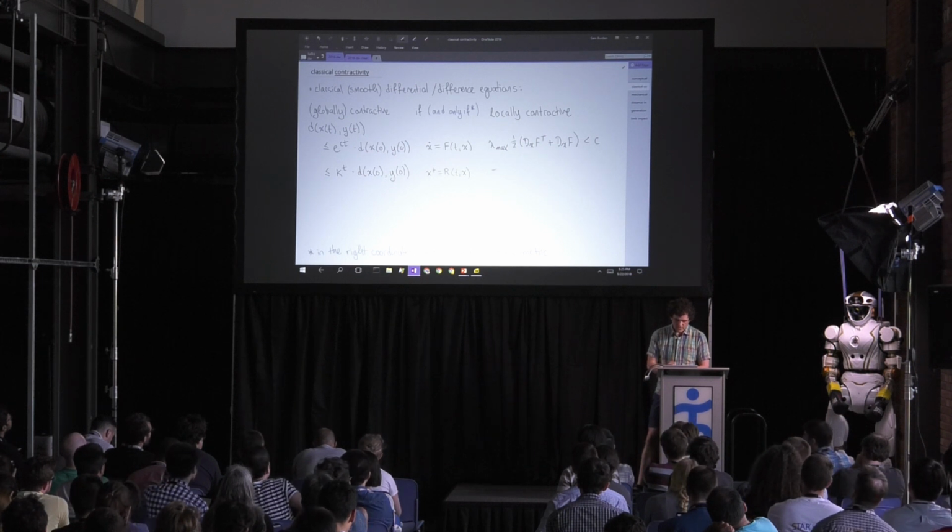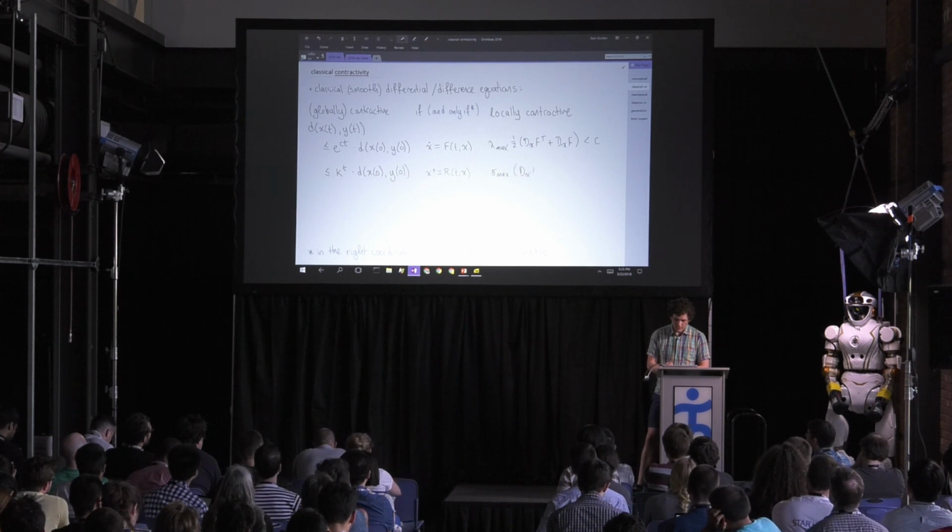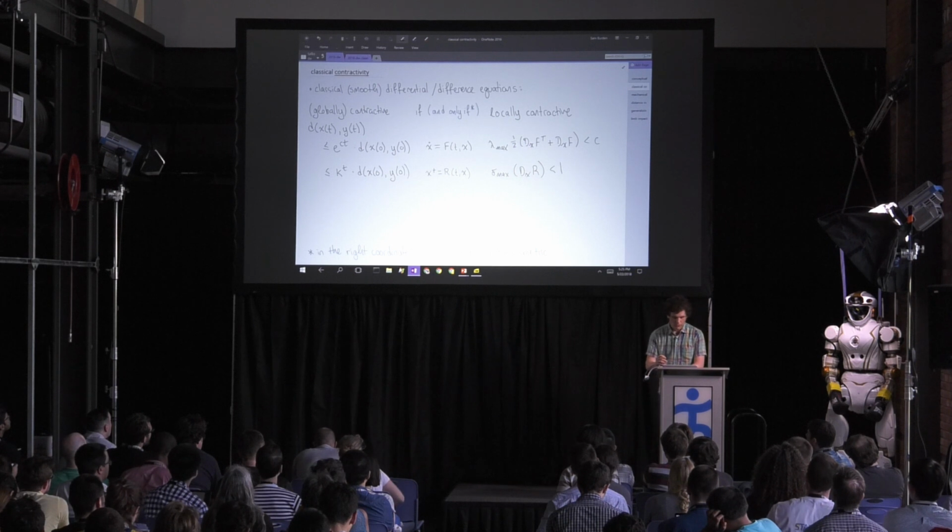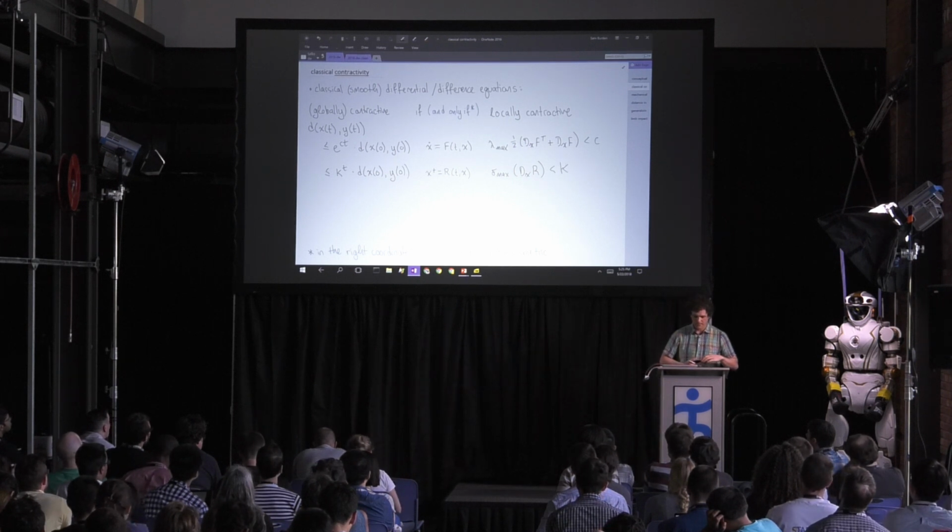And then in the case of the discrete time system, I want to look at the maximum singular value of the Jacobian of that difference equation, and I want that to be uniformly bounded by this k if I want it to decrease exponentially at rate k in time.